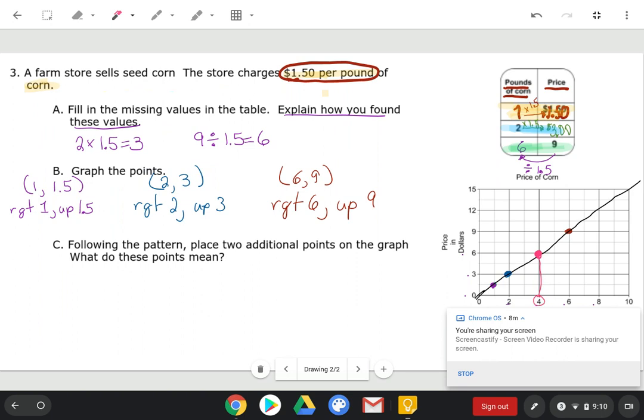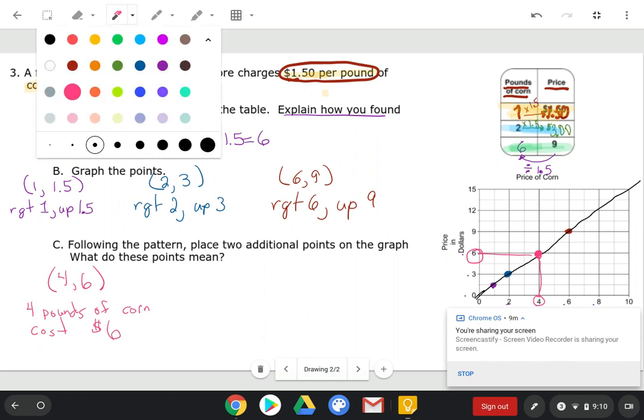is 4 and 6. So that's telling me, first of all, the point is 4, 6, by the way. And yes, the 4 must come first. The 6 comes later. And that tells me that 4 pounds of corn costs $6. Okay? Let's pick another point.